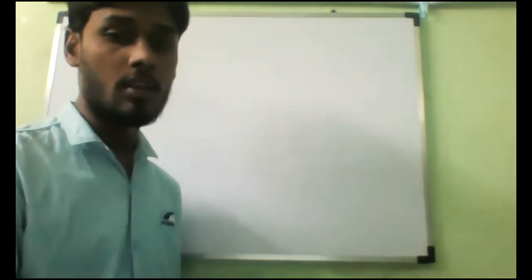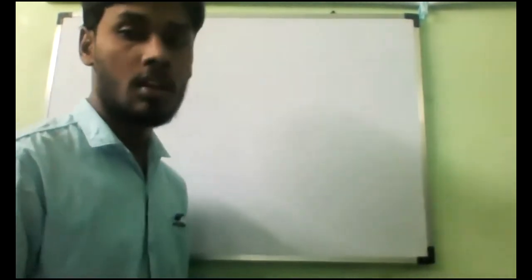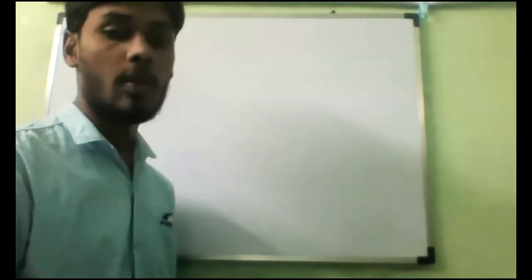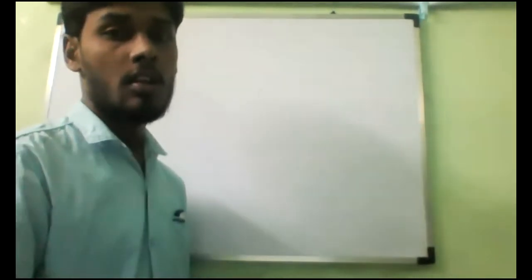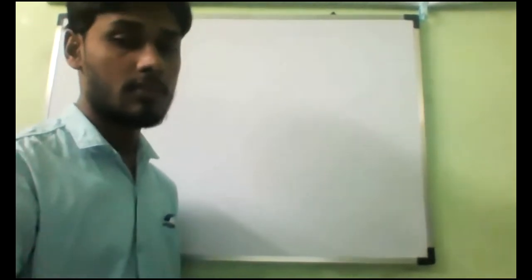Numerical problems based on convex mirrors. Now, what is the mirror formula? Here also it is the same mirror formula which we already discussed. Can anybody say the mirror formula? 1 by V plus 1 by U.